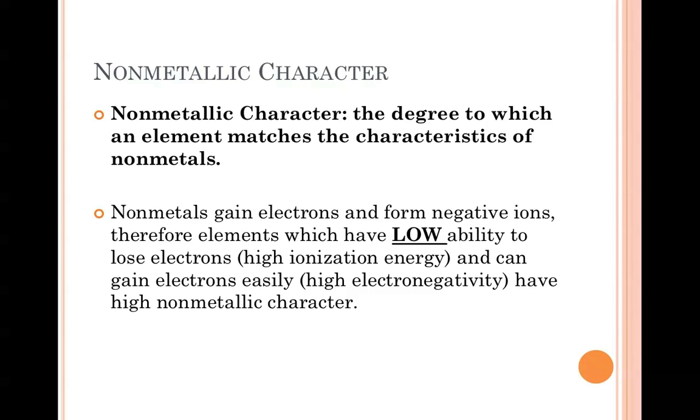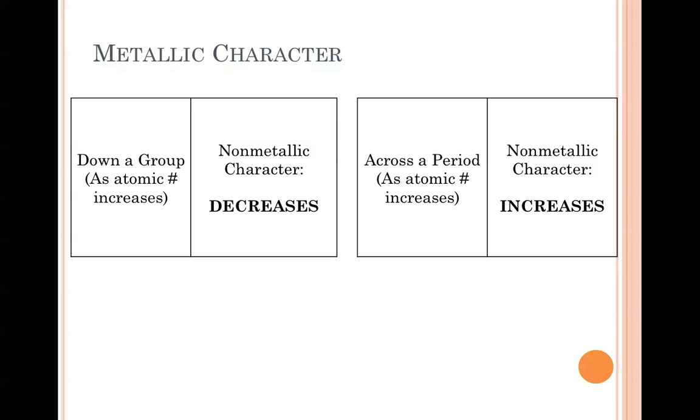Our non-metallic character is the degree to which an element matches the characteristics of our nonmetals. Nonmetals tend to gain electrons and form negative ions. They have a low ability to lose electrons, and they can gain electrons easily. So elements with those properties have a high non-metallic character. As we go down a group, the non-metallic character decreases. As we go across the period from left to right, our non-metallic character increases. So our most non-metallic elements are in the upper right-hand corner of the periodic table.